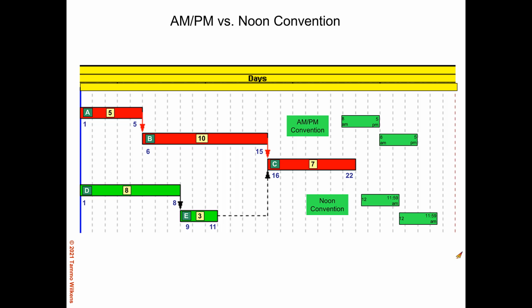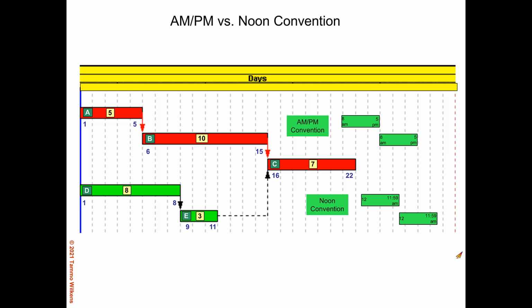Now, some people prefer to have the predecessor and the successor finish and start on the same day. That is, they'd like to see the finish date of the predecessor and the start date of the successor to be on the same date. So on the lower half, you see the noon convention. And so the predecessor activity finishes at 11:59 a.m. and the successor starts at noon. So that gives you the convenience that the dates are the same, and the calculation for the finish date is simply the start date plus the duration.